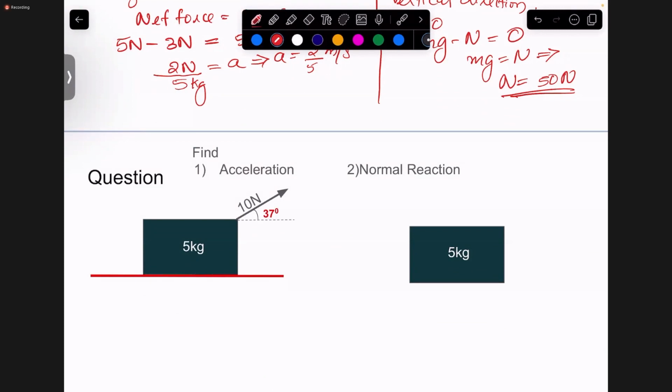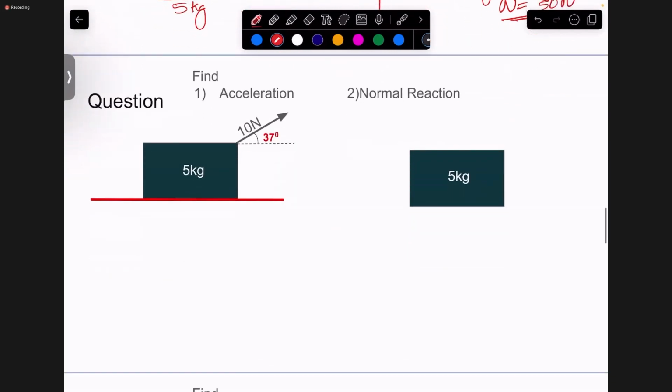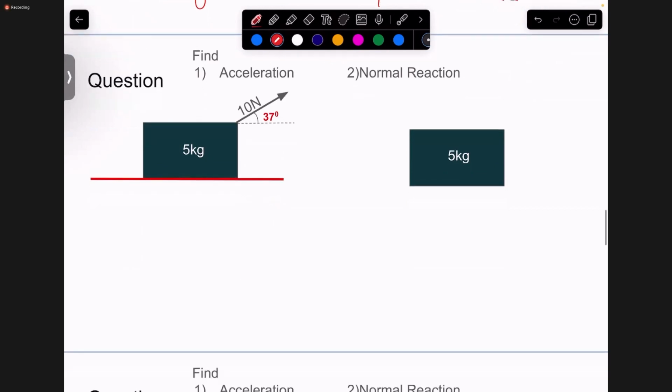Now imagine something like this, where you have an angle. The force is applied at an angle to the object. You have seen how to resolve the forces, right? So you can draw the free body diagram. How to do that? This is a force that is given, 10 Newton. It is acting at an angle of 37 degree from horizontal. So you have to resolve this force into its components: one along the horizontal direction, and another along the vertical direction.